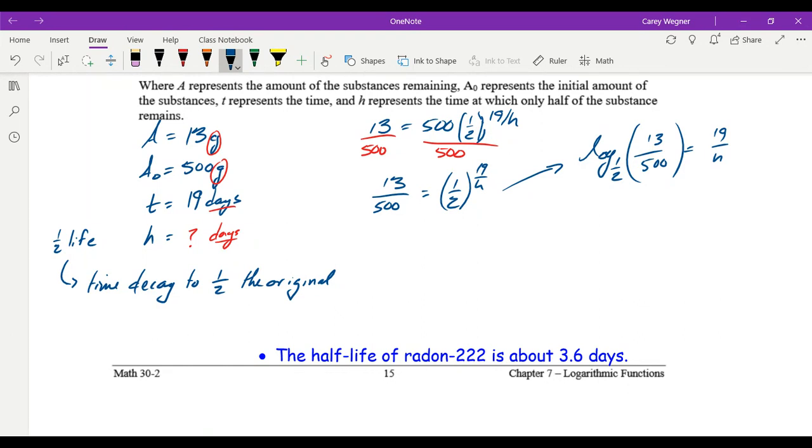So here I still want to solve for h. Again, I could plug the logarithm into my calculator at this point, but I'm going to leave it as an expression for the moment. And what I'll do is I'm going to take this h, which is in the denominator, I'm going to multiply it up to the other side of the equation. Well, I'm multiplying it on both sides of the equation, actually. So I'm going to multiply h on the left and the right. Here the h's cancel out. And then, because I want to get h by itself, I'm going to divide both sides by the log base 1/2 of 13 over 500.